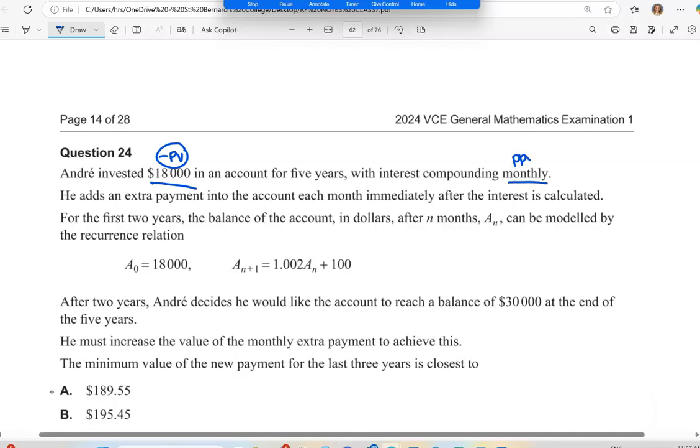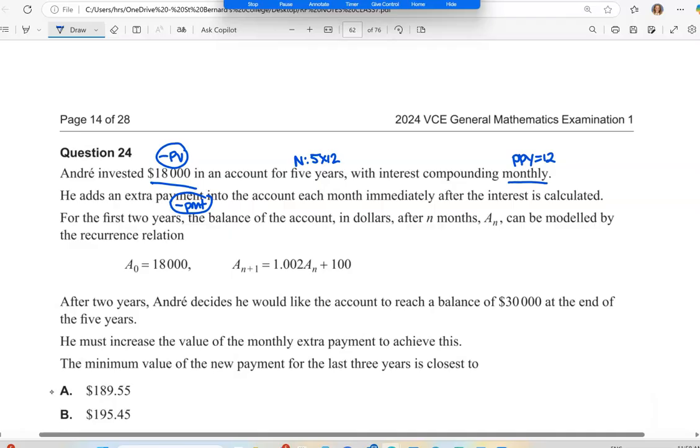So PPY equals 12. And then 5 years, you might go back and write, oh yeah, that's going to be 5 times 12. Important to try to make you think about how many compounding periods. He adds extra payments into the account. So in terms of Finance Solver, the payment is negative because it's being put into the account. Okay? And each month, immediately after interest is calculated, they will say that in every case.